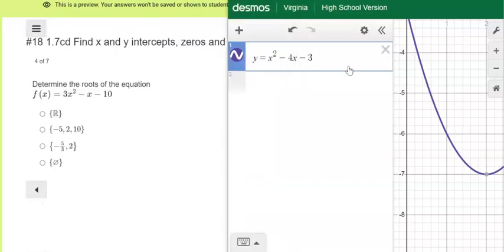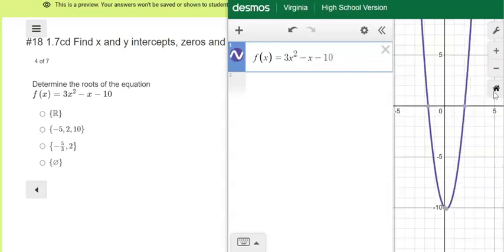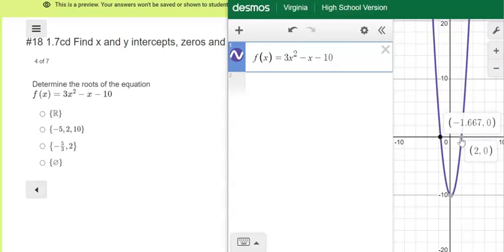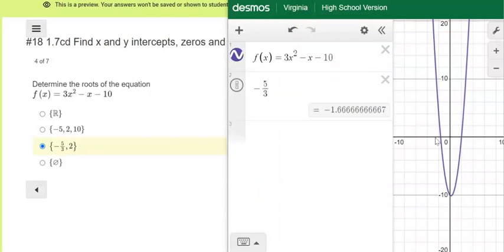Determine the roots. So roots are also the same thing as a zero. It's asking you to find the x-intercept. So I'm going to go ahead and go in here and plug it in Desmos, press the home button, and it's these 2 points. So 2, and it should be -5/3. You can convert it into a decimal and then check it like that.